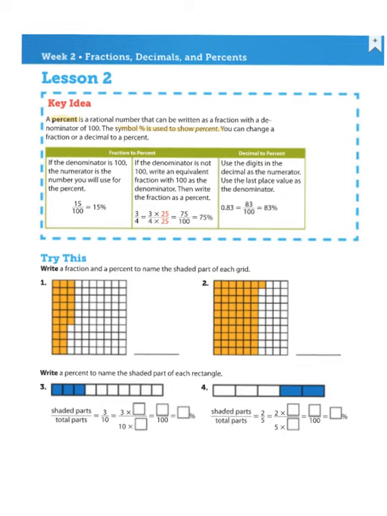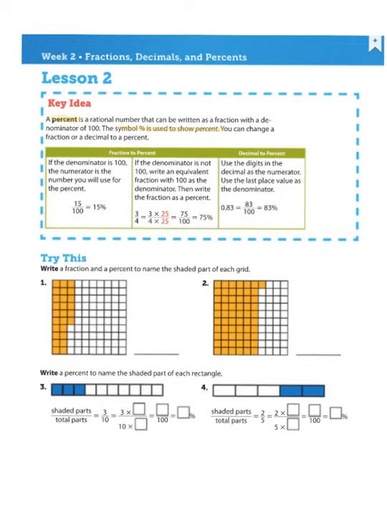So in the first box, it shows if the denominator is 100, the numerator is the number you will use for the percent. So if the denominator is already 100, the numerator is the number you will use as the percent. So 15 over 100 is going to equal 15%.